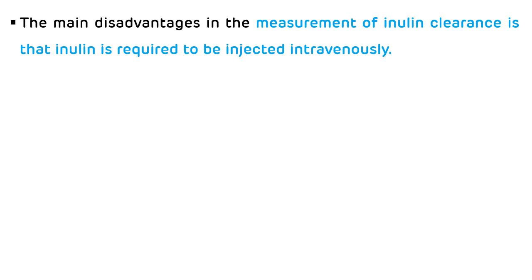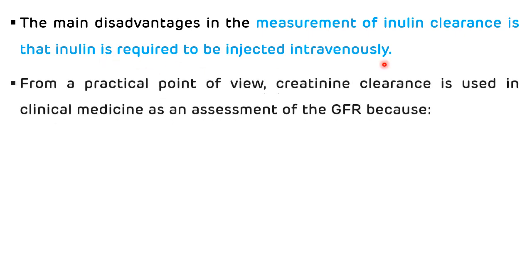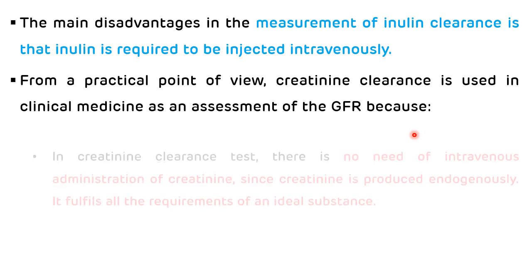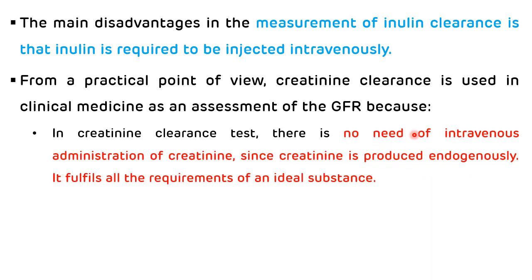The main disadvantage in the measurement of inulin clearance is that inulin is required to be injected intravenously. So you have to inject inulin intravenously. From a practical point of view, creatinine clearance is used in clinical medicine as an assessment of GFR because in creatinine clearance test, there is no need of intravenous administration of creatinine. Since creatinine is produced endogenously, it fulfills all the requirements of an ideal substance for the clearance test.